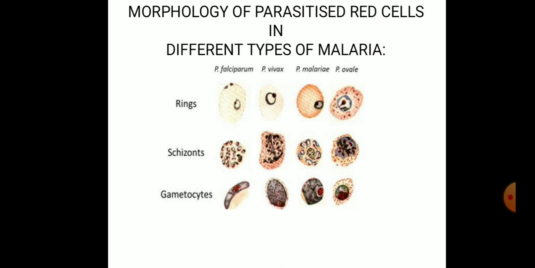In Plasmodium malariae, red cells are normal and amoeboid forms are seen as band across red cells containing hemozoin pigment. In Plasmodium ovale, red cells are enlarged, oval, with red granules, Schaffner's dots, and merozoites show daisy head distribution.